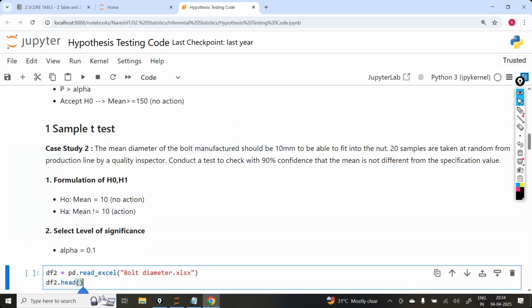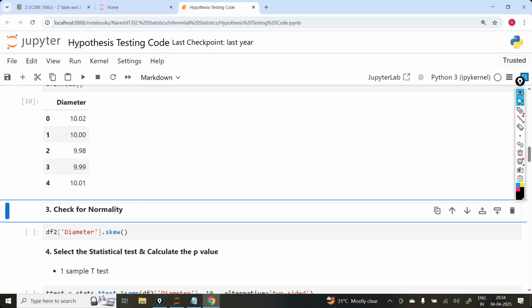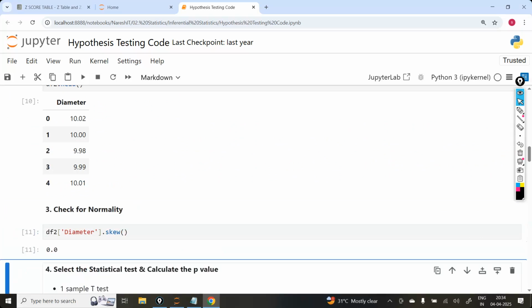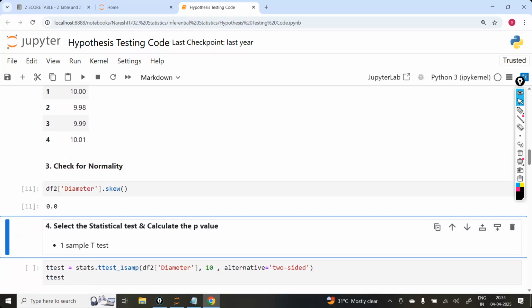Now I'm going to load the data. After loading the data, what do I have to do? What is step 3? Check for normality. I'm going to check for the normality. What is the normality value? Miss, 0. It is a perfectly normal distribution. Perfectly normally distributed. Now I'm applying the t-test.